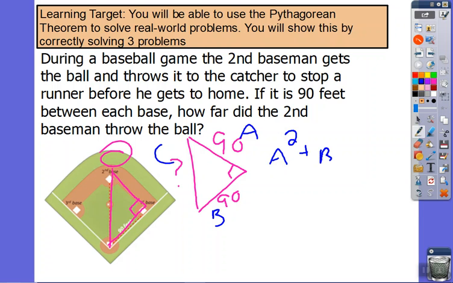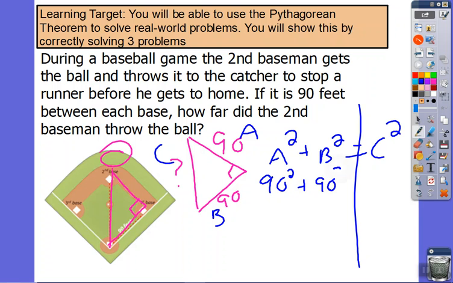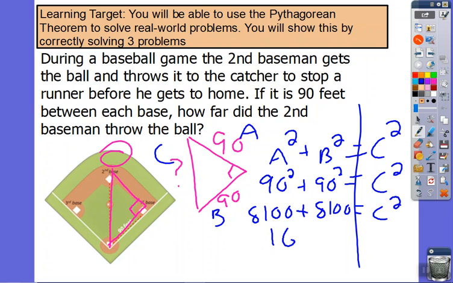Pythagorean theorem, A squared plus B squared equals C squared. Plugging in my numbers. Now this one's going to get pretty big with those 90s, but nicely it's just going to be a lot of zeros. So 90 times 90 would be 8,100. And we got 2 of those. We're going to add those together.